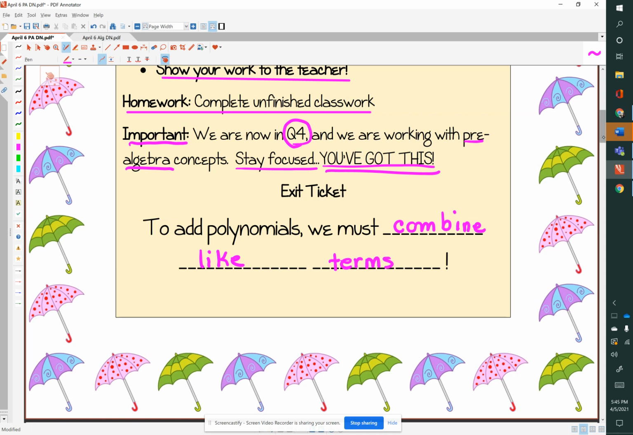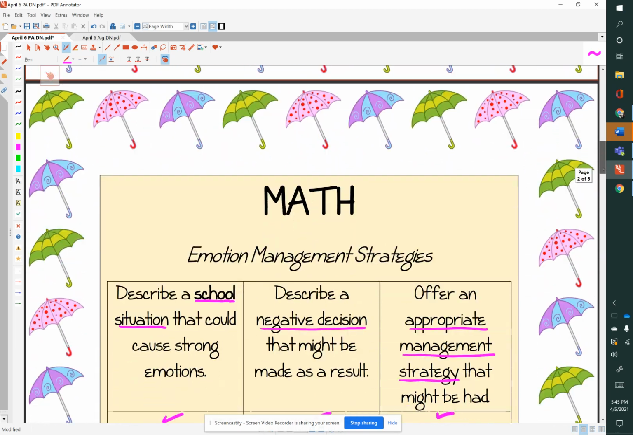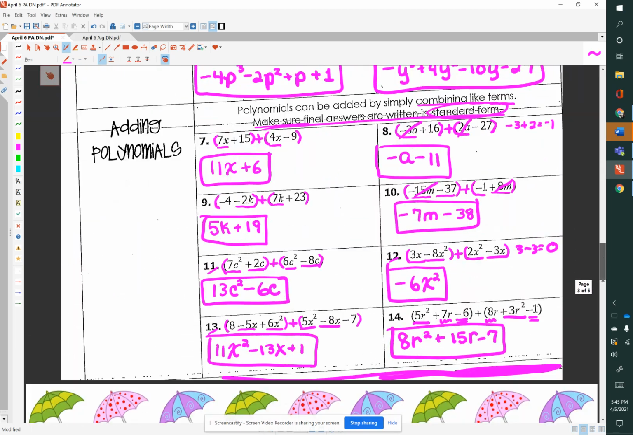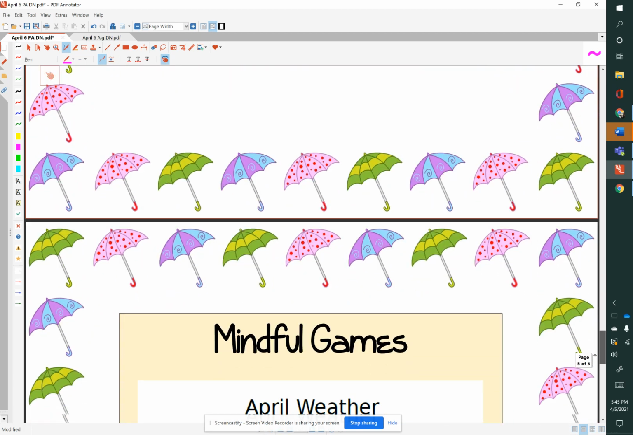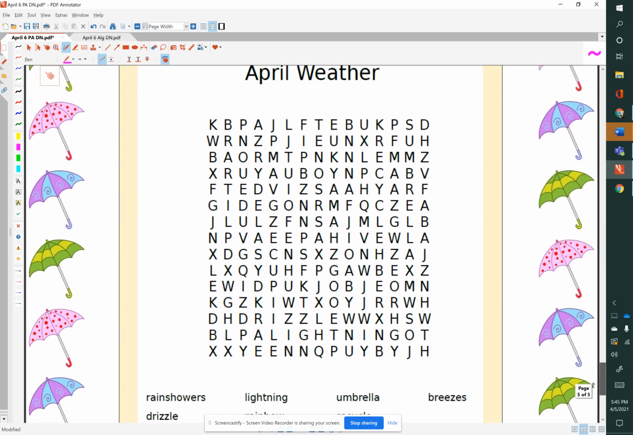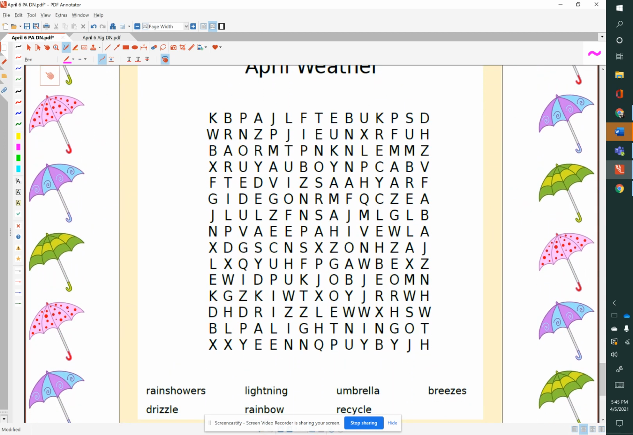Now, I also have some extra, if you finish early, I have a fun little activity, Jackson Pollock inspired art. And I have an April weather word search for you. So let's see if we can find rain showers. Rain showers, rain showers. I don't see it. It's a long one. Let's see if we can find one of them. Let's see. Oh, I found one. I didn't find rain showers, but I did find drizzle. So there's your first word, drizzle.